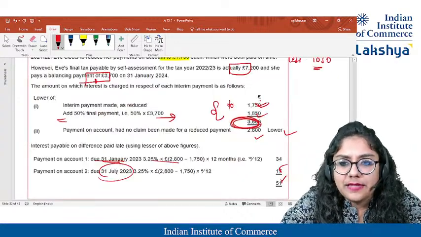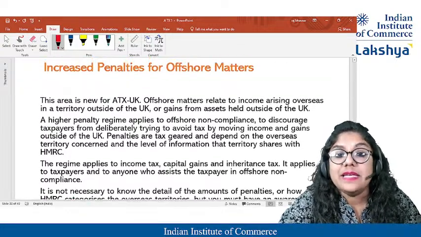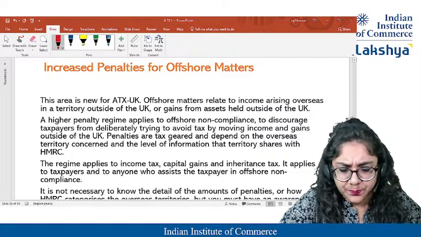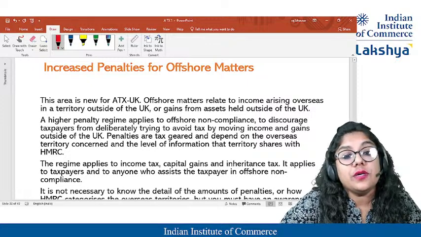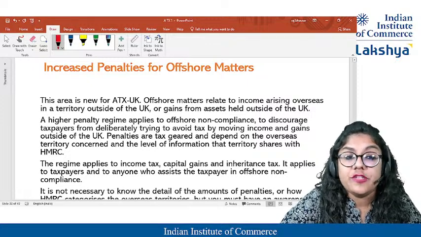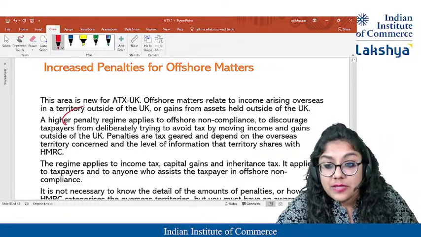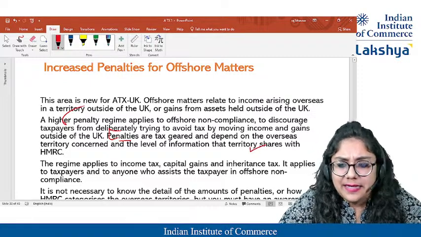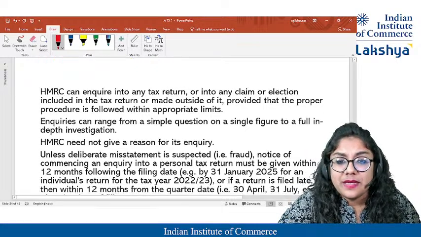Okay, over here now just some very easy topics are remaining. So, increased penalties for offshore matters. If I feel that the penalty is to be increased, offshore matters relate to income which is arising from overseas territories. A higher penalty regime is also there if there are some non-compliances. Penalty also depends upon the level, and it goes on. So simple. If required, they can also open some inquiries.